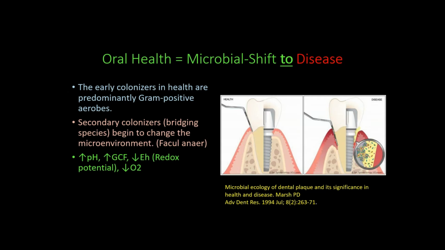What Philip showed us back 25, 26 years ago, this is what happens when disease occurs. The pH increases, gingival crevicular fluid increases, your redox potential decreases, and oxygen decreases.